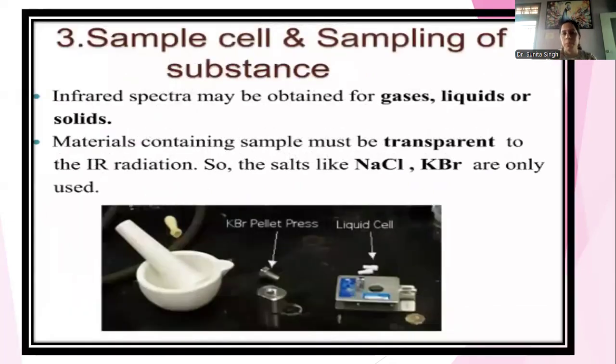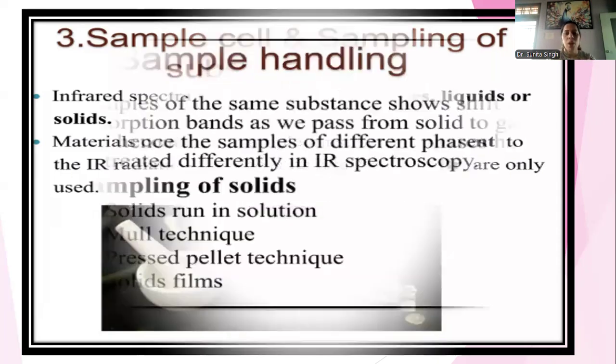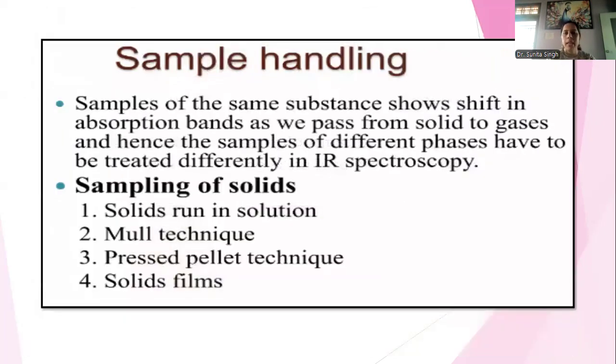Regarding samples and sampling, infrared spectra may be obtained for gases, liquids, or solids. Materials containing the sample must be transparent to the IR radiation. This is an important condition, so salts like NaCl and KBr are used. You can see KBr pellet, pressed pellet, liquid cell, and mortar used. We have different handling methods for solids, liquids, and gases.